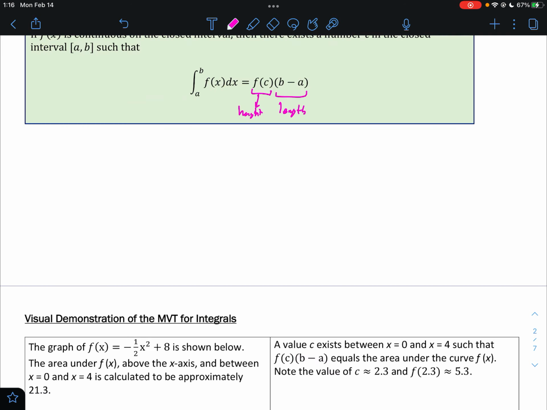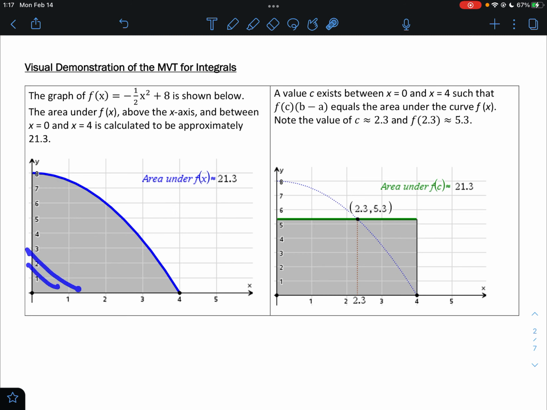Let's take a look at that in picture form. So here we have the function negative x squared over 2 plus 8 from 0 to 4, and you can see the picture of that. If we found the area, it would be approximately 21.3. What the mean value theorem is saying is that there's somewhere on this curve that we could pick a particular point, use the height at that point to draw a rectangle, and we would get the same area. And the answer is approximately 2.3, and we'll show you how to get this soon.